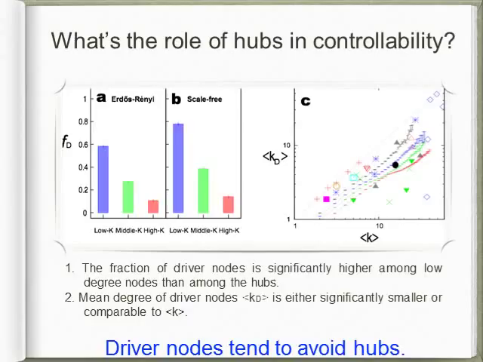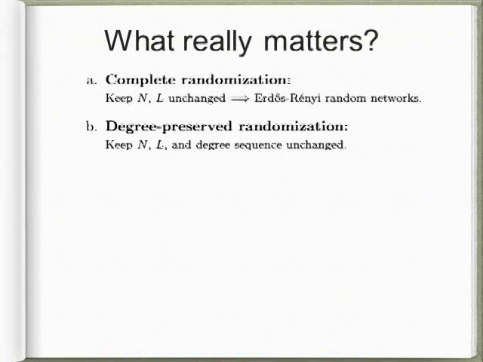So now, since the hubs do not matter for controllability, what then really matters? To answer this question, we use a common trick in network science. We do the so-called randomization. We randomize the network. And there are at least two types of randomization. First, you can do the complete randomization. You keep the number of nodes and links unchanged, but otherwise just rewire those links. Essentially, you will turn the network into an Erdős-Rényi type of random network. The degree distribution will be Poisson.